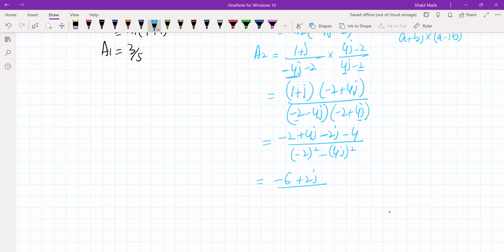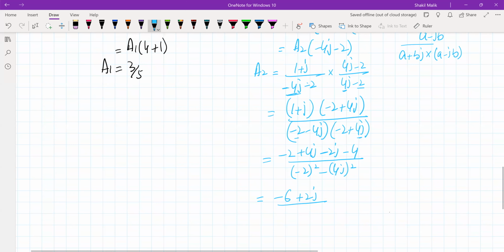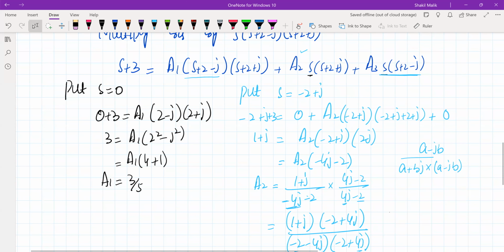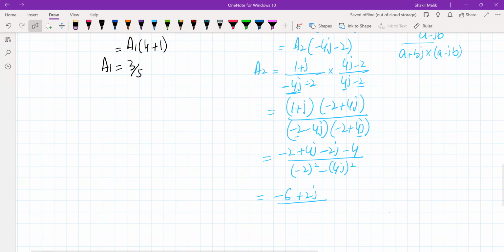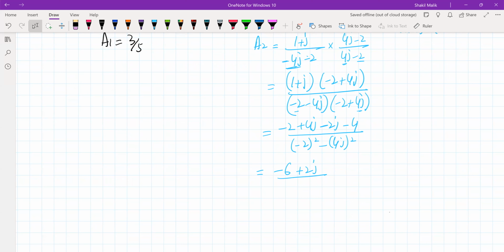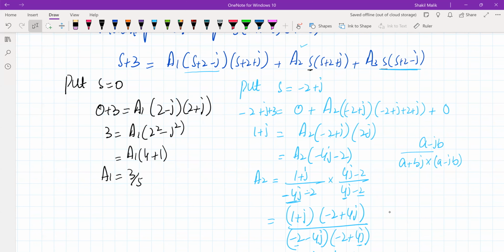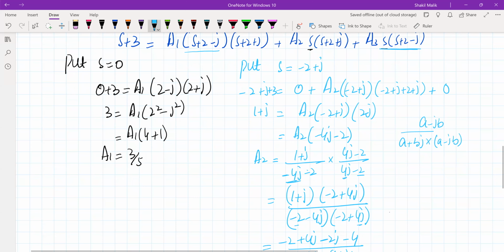Oh, 2. Okay, have I forgotten any term here? S plus 2. The a2 is simply minus 2 plus j. Have I done anything wrong here? Please check the calculations one more time. Let me check the calculations. Once I put s equal to minus 2 plus j, the 2 and 2 will cancel, j will be 2j, so it's correct.